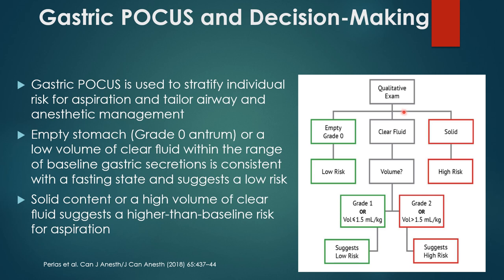Other qualitative exams, if it's clear fluid, then you're pretty much calculating the volume based on what you get with the measurements, which we'll talk about in a moment. Solid food, no matter what the volume says, is going to be high risk. And solid is pretty much something that you pick up from the acoustic shadowing, the frosted glass look. Then there's grade one versus grade two, risk making, low risk versus high risk. And grade two is 1.5 cc's per kilo. And this is something, again, I'm telling you, that's going to be entirely up to you.